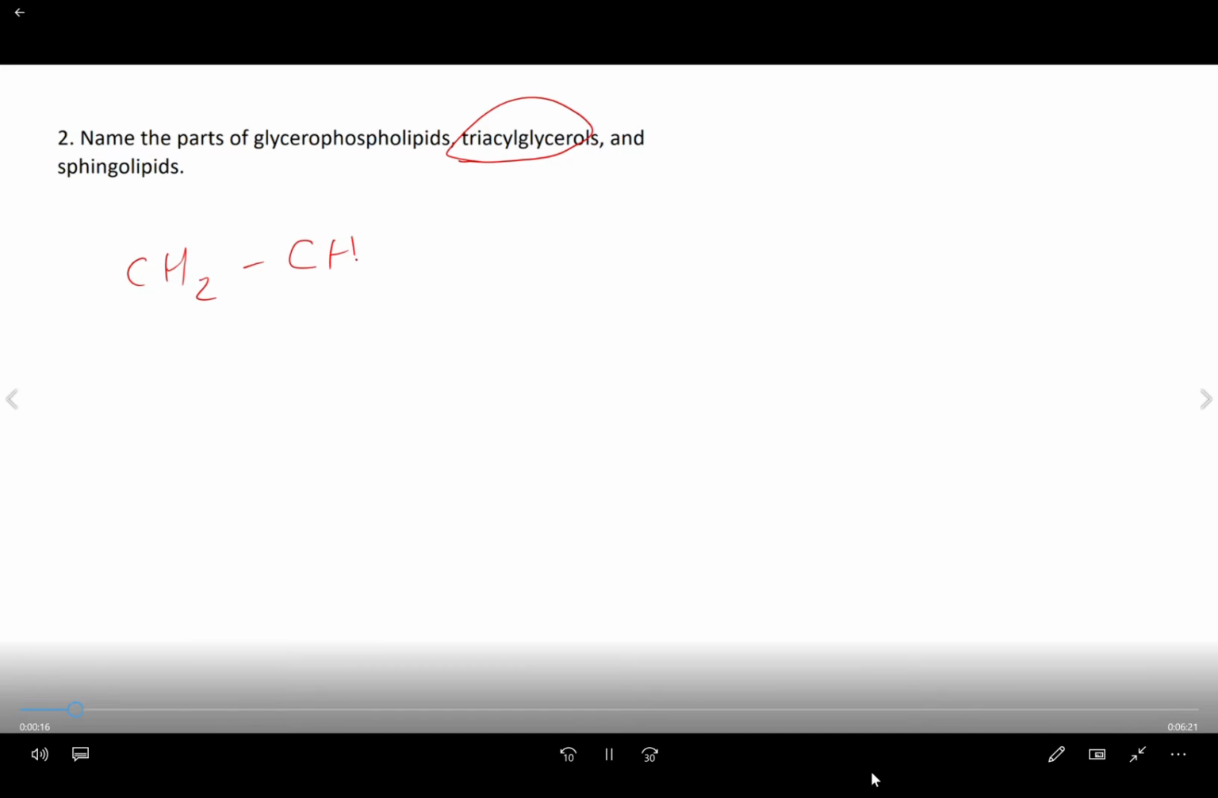So, the backbone of triacylglycerols is going to be glycerol. Alright, it basically has 3 carbons. They're connected to hydroxyl groups. The one on the right should be a CH2.